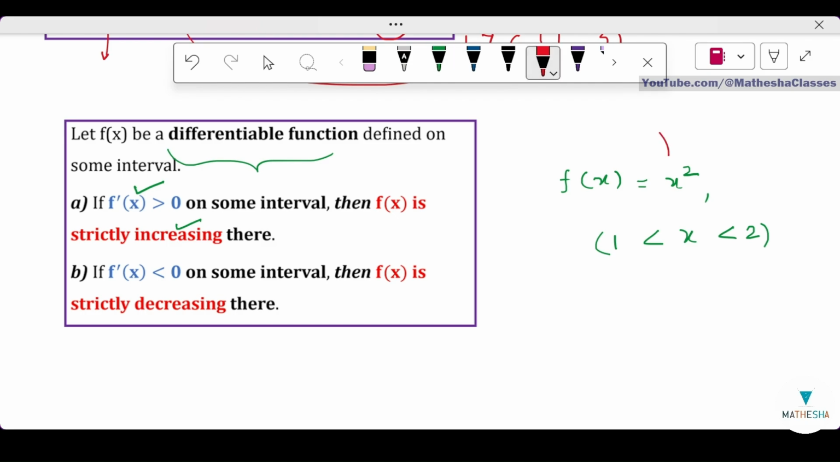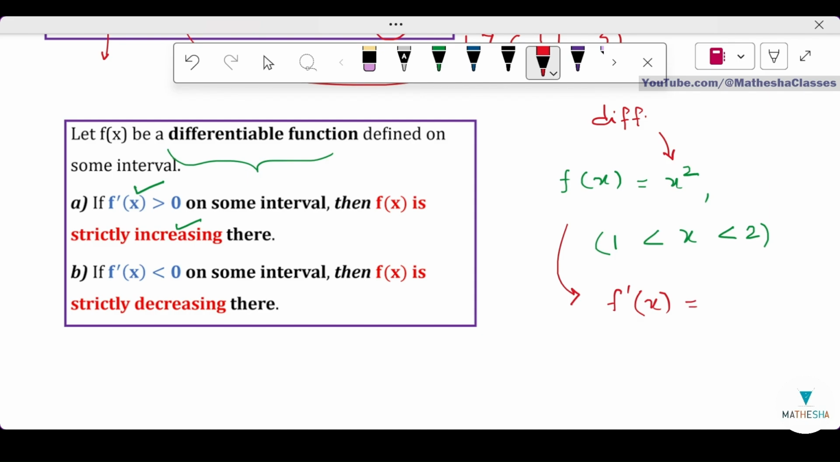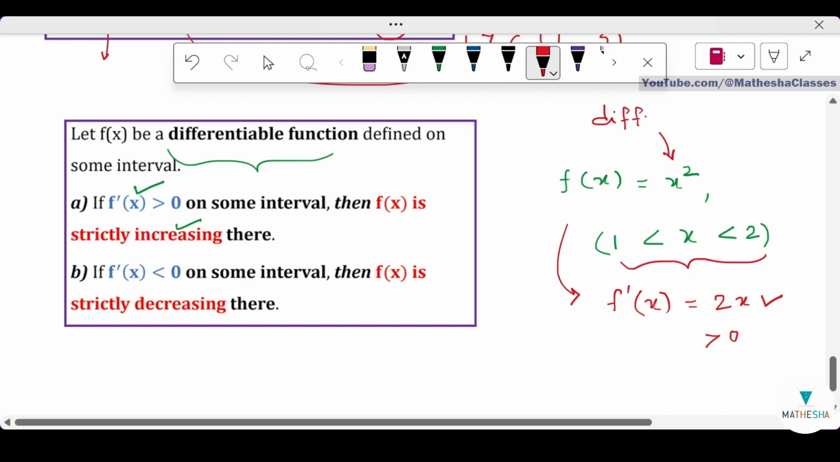देखिए ये एक डिफरेंशिएबल फंक्शन है ना, this is a differentiable function. आप डिफरेंशिएट कर सकते हैं इस फंक्शन को. अब when you are taking the derivative of this function, what are you supposed to get? 2x. और देखिए ये 2x का जो वैल्यू है वो 1 से 2 के बीच में हमेशा पॉजिटिव है, स्ट्रिक्टली बिगर देन 0. इसीलिए ये फंक्शन 1 से 2 के बीच में इंक्रीजिंग होगा. So if you draw this function, how does it look like? This will look like this.